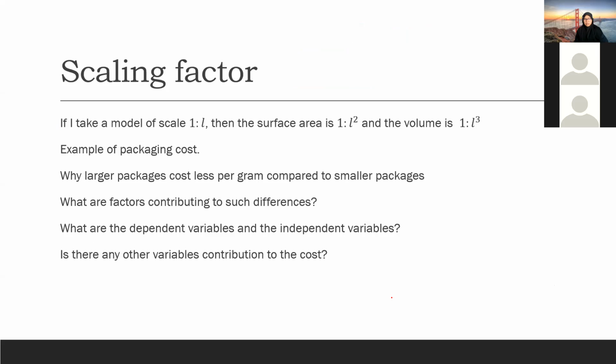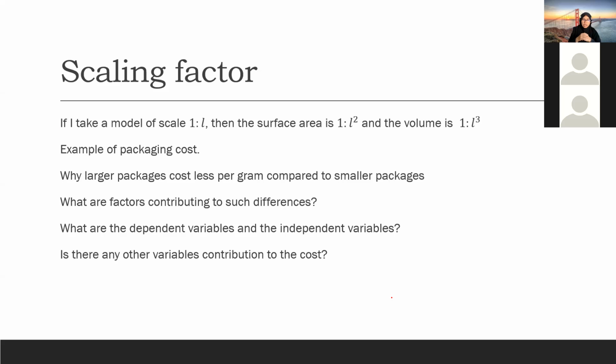All right, now the next thing is the scaling factor. This is also a big topic. If I take a model, my model of scale is 1 ratio L, so the length is 1 ratio to L, and then the surface area will be 1 ratio to the L squared, and therefore the volume is 1 L cubed.